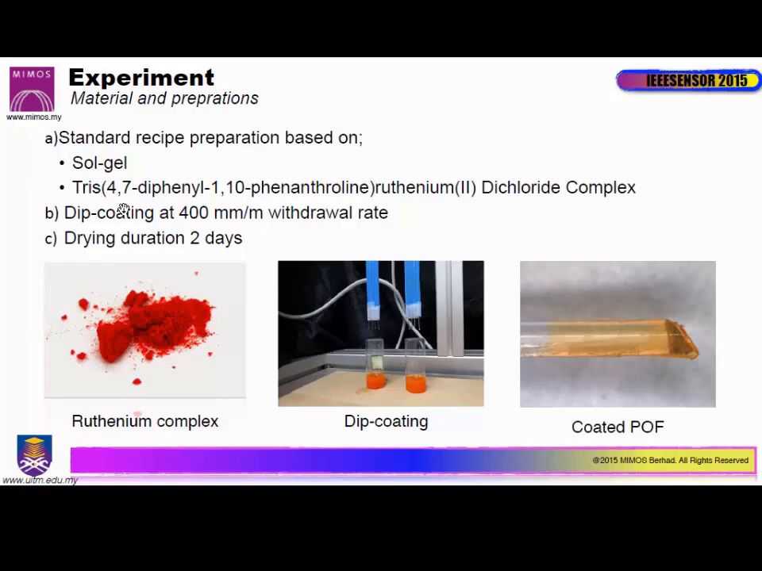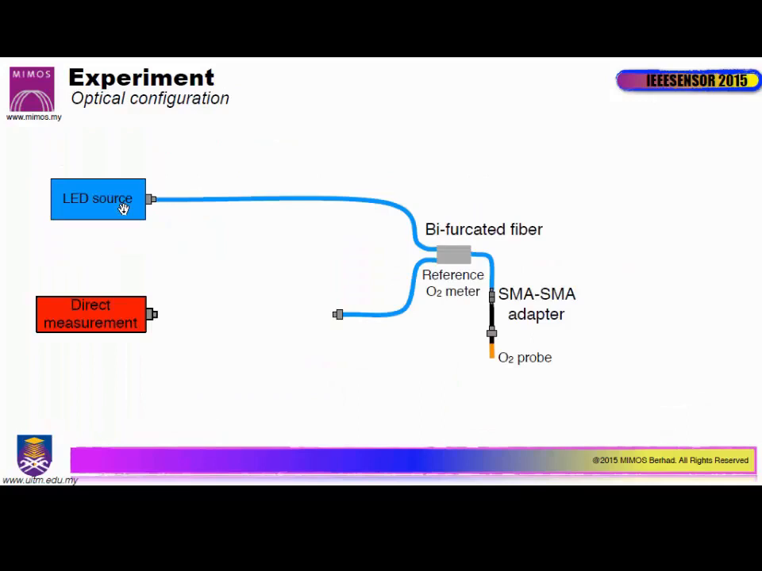And this is the problem with fabricating the sensors, that you have to allow it to dry for a few days before you can use it. So in terms of manufacturability of the sensor, it is a critical issue that people have to solve. We dried it for 2 days before we tested it. And this is the experimental setup, the optical setup, which is a very simple setup. We have the excitation source, the LED source, connected to a bifurcated fiber. And this is the sensor.